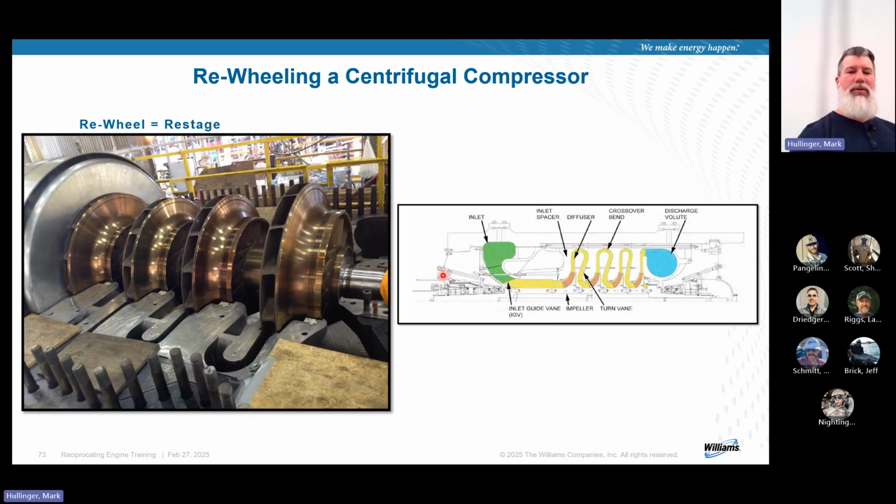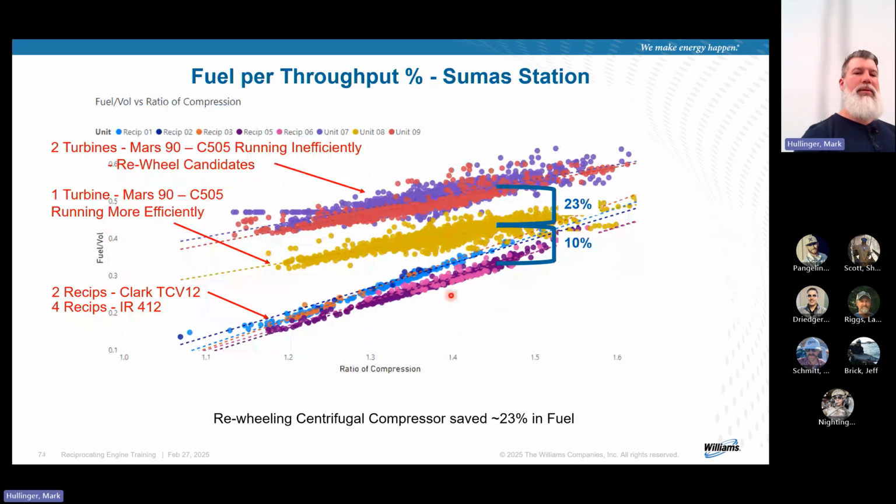That's another look at what happens. They just changed these wheels in here, these discs, so to speak. And here's input versus, or fuel per throughput. So this is Sumas station right here. These are the old Clarks, or the Ingersoll Rands and the Clarks. They're right here. Low fuel, but compared to what they're throughputting, pretty good.